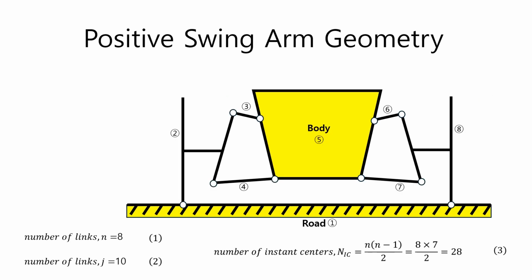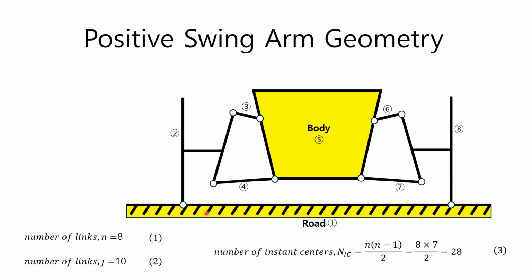First, let's find the roll center for a suspension with a positive swing arm geometry. As explained earlier, in a positive swing arm, the extensions of the third and fourth links in the figure meet inside the vehicle, and the extensions of the sixth and seventh links also meet inside the vehicle. Conversely, in a negative double A arm, these extensions meet outside the wheel. We'll look at each of these characteristics in future videos, but for now, let's focus on finding the roll center.